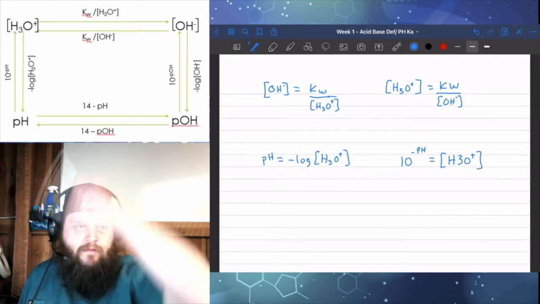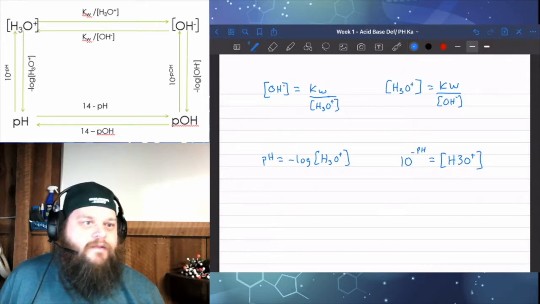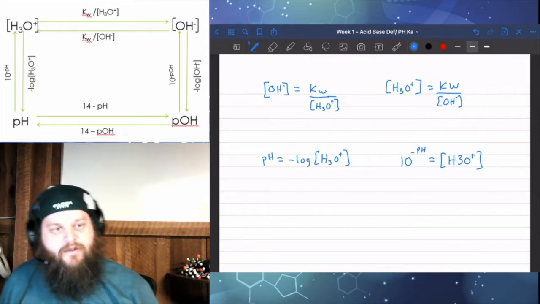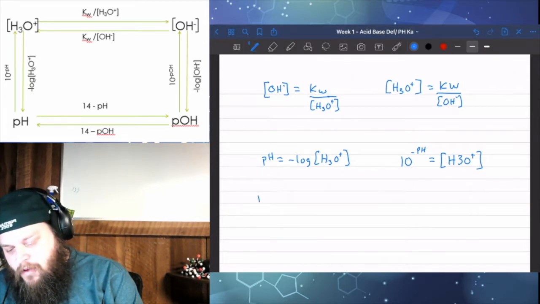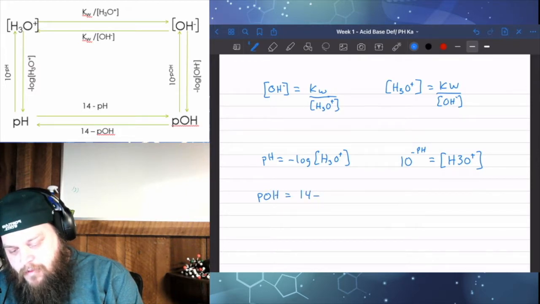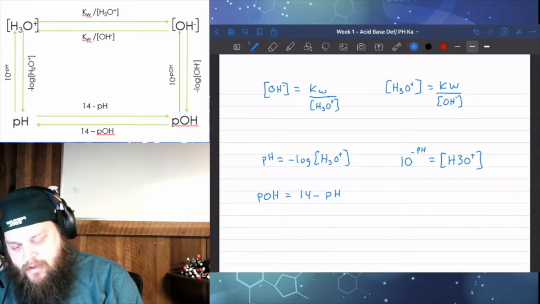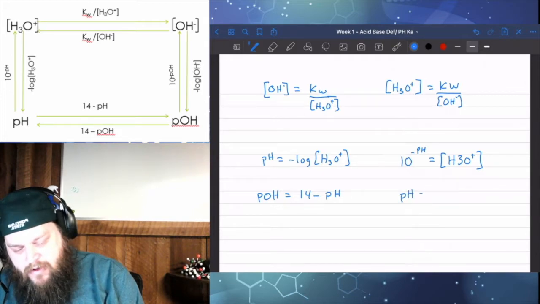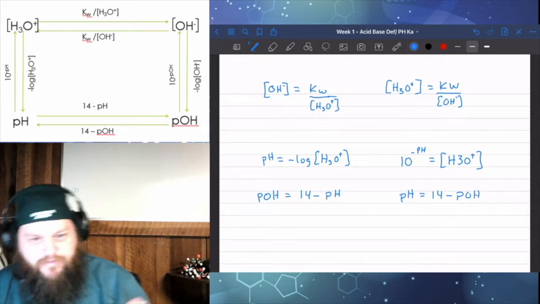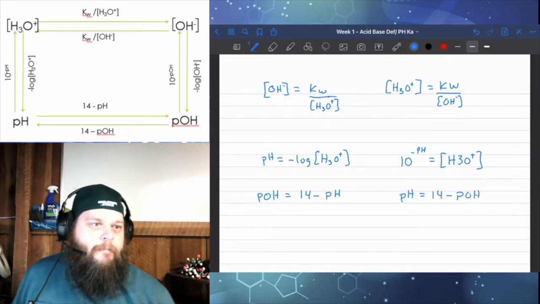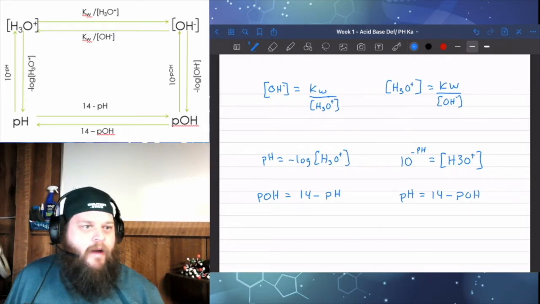So that's going kind of up and down on the left side of that box. If we want to go from pH to pOH, well, I can say that pOH is going to equal 14 minus pH. Similarly, pH is going to equal 14 minus pOH. So that's kind of moving back and forth on the bottom of that box.